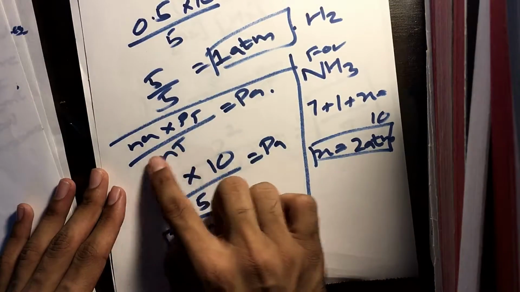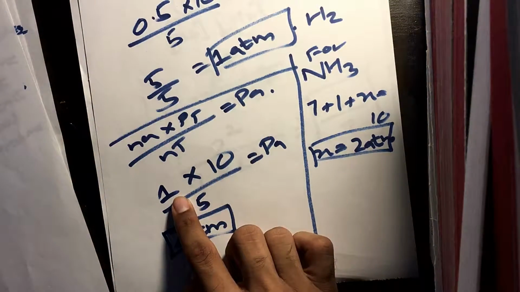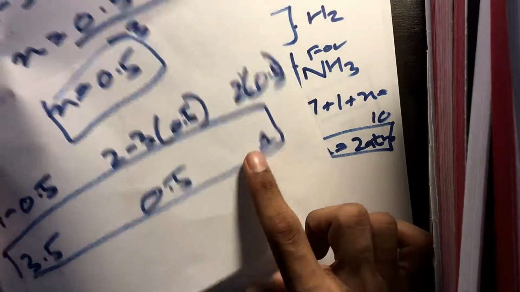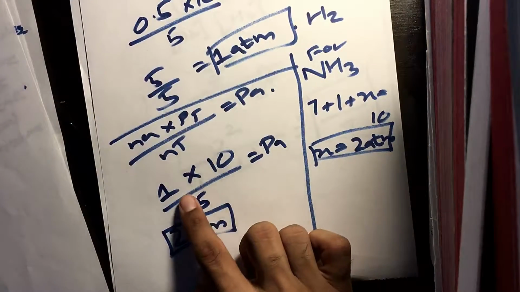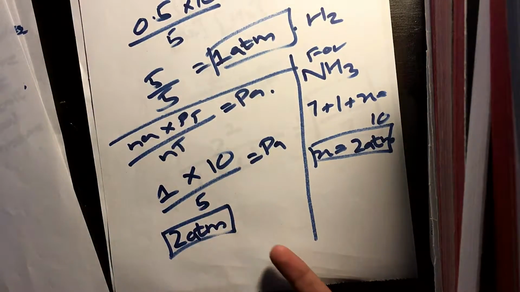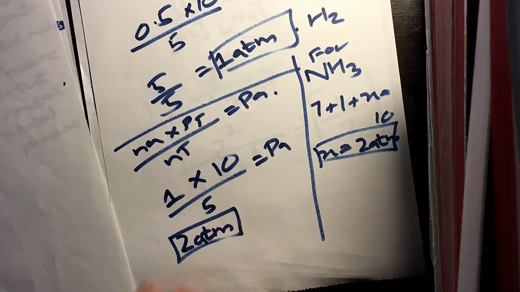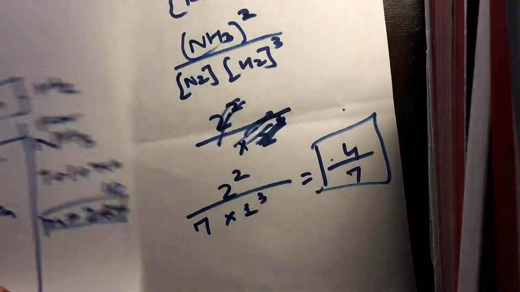Or we can use the same formula, and we have the number of moles of ammonia at equilibrium, that is 1. We use the same formula, into 10 over 5, we'll get 2 atmosphere. And that is how we complete 10: 7 plus 1 plus 2.